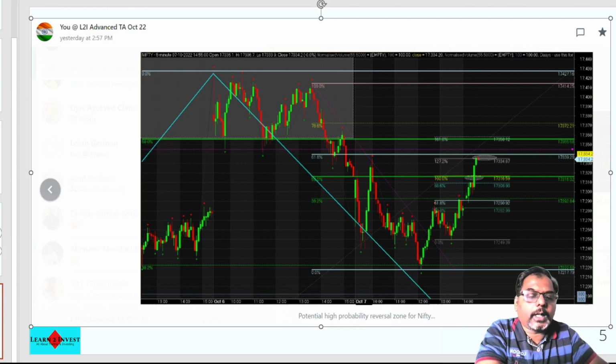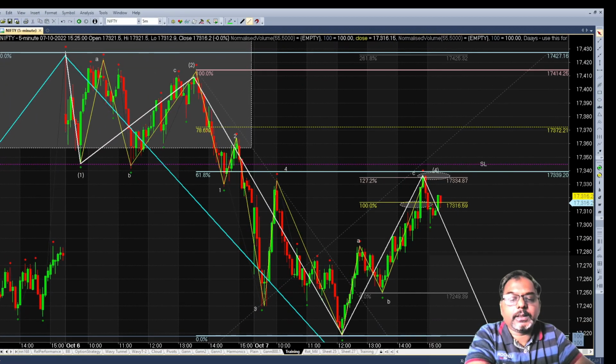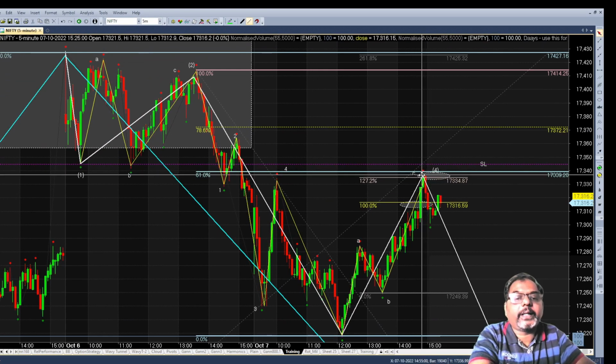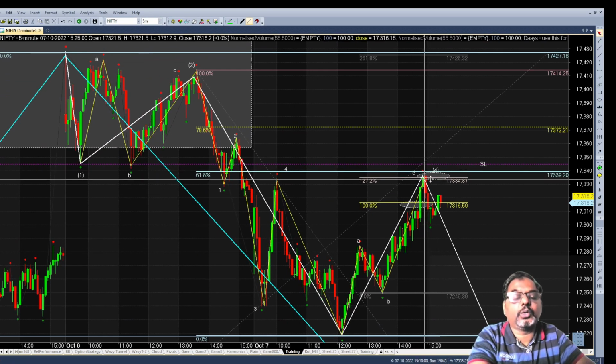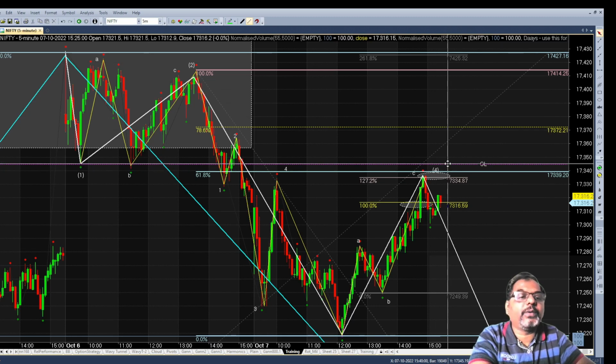This is what I had posted on one of my groups. And if you really look at it, high potential probability reversal zone for Nifty. And this basically was the trade which was pointed out with the high probability zone with stop loss very close.